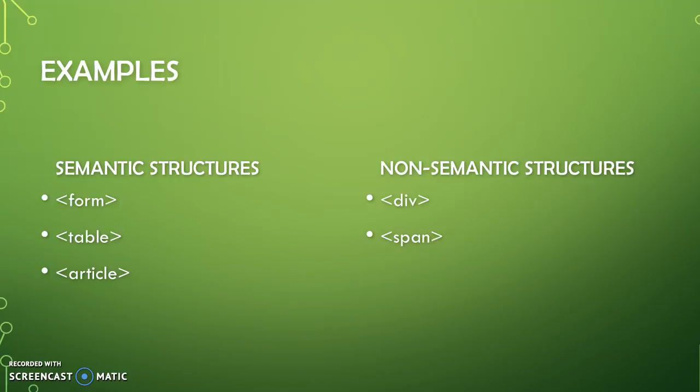So semantic structures, you have stuff that has a definition. When you put a table in, that means that you're going to be putting a table. Non-semantic structures means it doesn't really have a specific definition. You can put divs pretty much over any section that you want to, for doing CSS later.